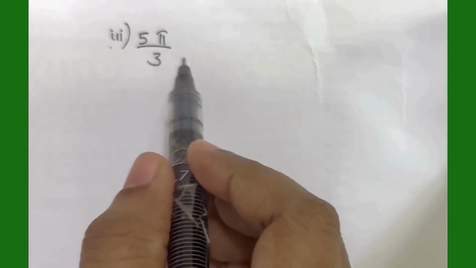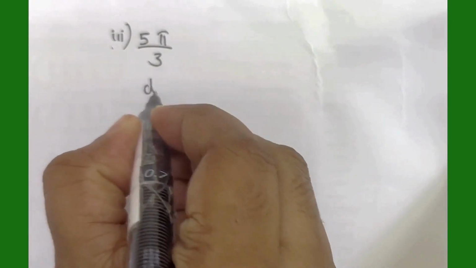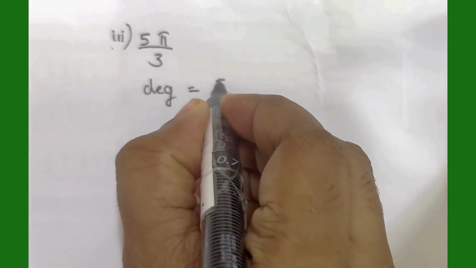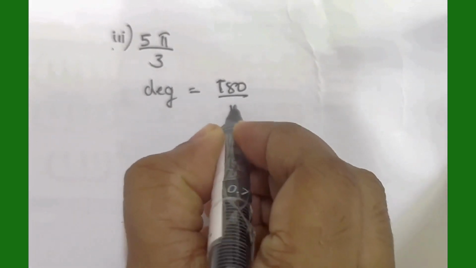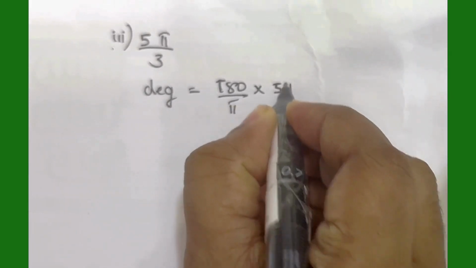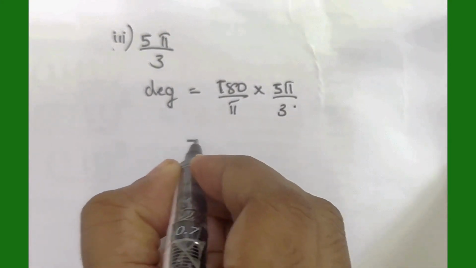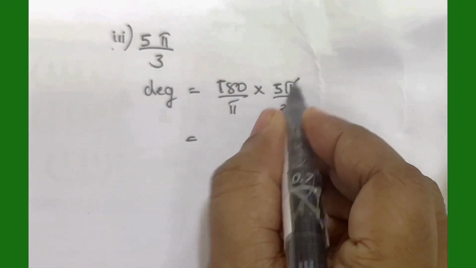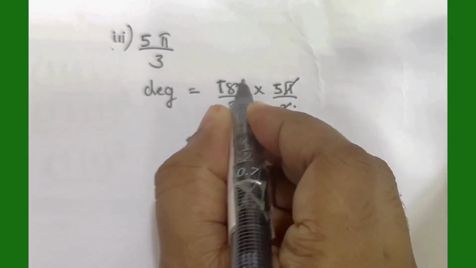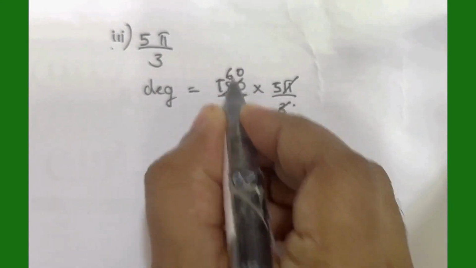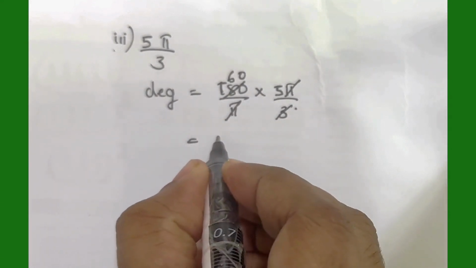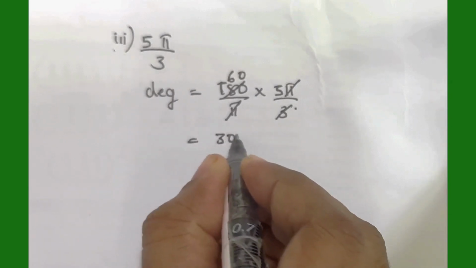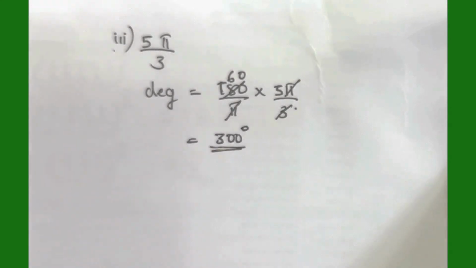Third question, 5 pi by 3. Use the same formula. Degree measure is equal to 180 by pi into the given measure, 5 pi by 3. Now cancel the terms: pi and pi cancel. 180 by 3 means 60. 60 into 5 means 300. So 300 degree is the answer.